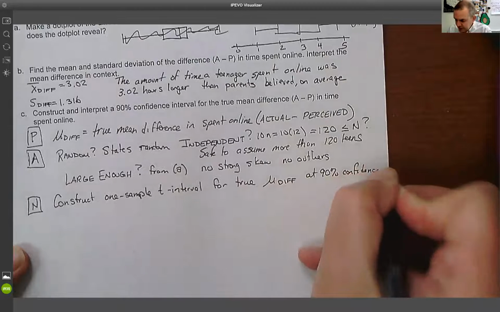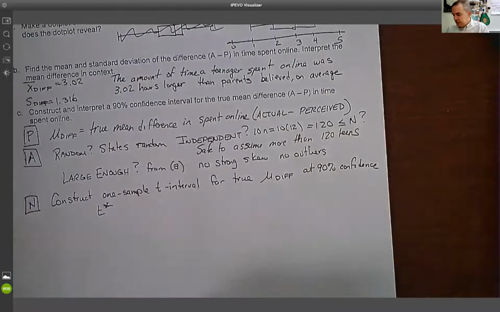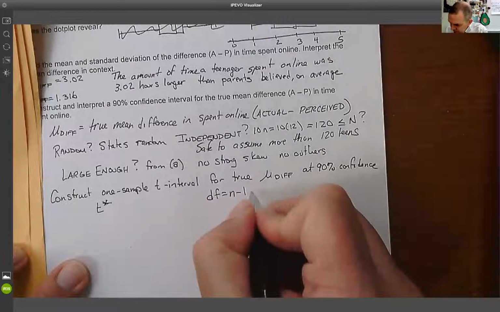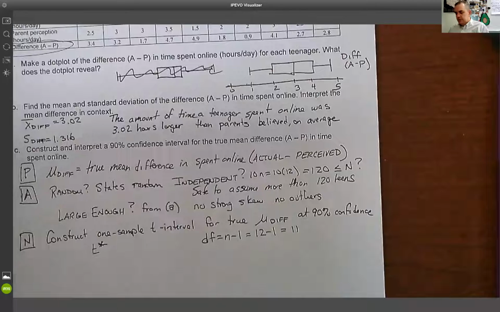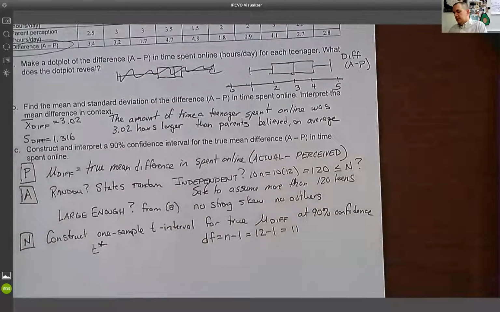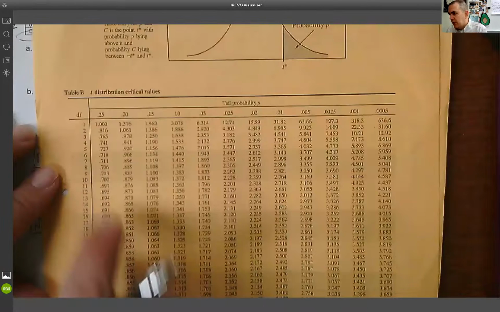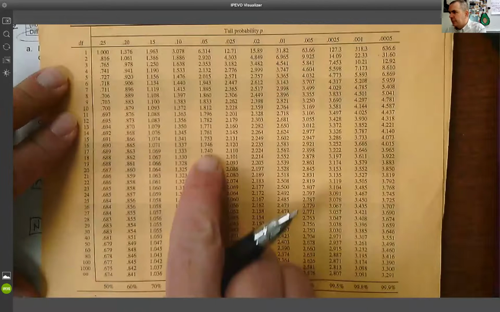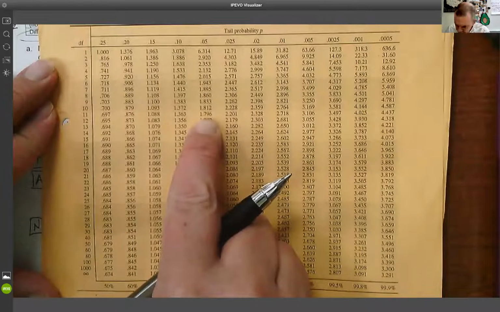And again, this is a good place to figure out what the T star is. T star is based on degrees of freedom. Degrees of freedom are n minus 1, so that's 12 minus 1, that's 11. So I'm going to go to table B, the 11 row, and the 90% column. It's this column right here. When I go to the 11 row, it's 1.796. Make sure I get it right.